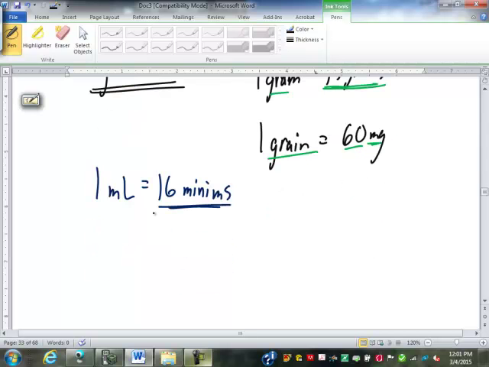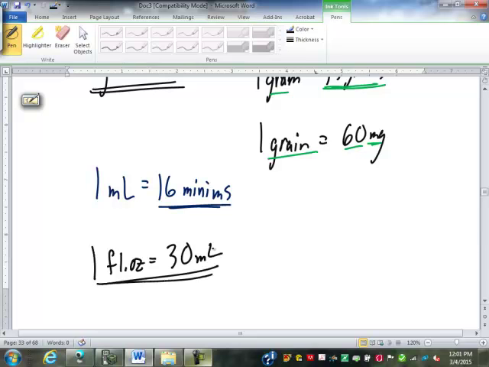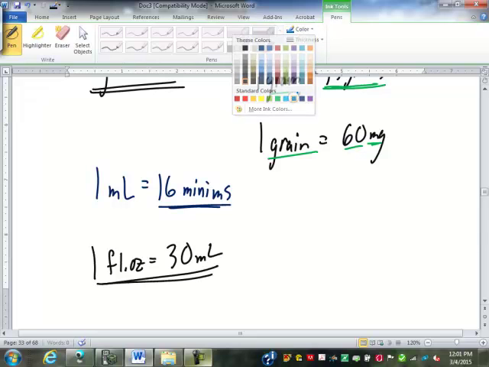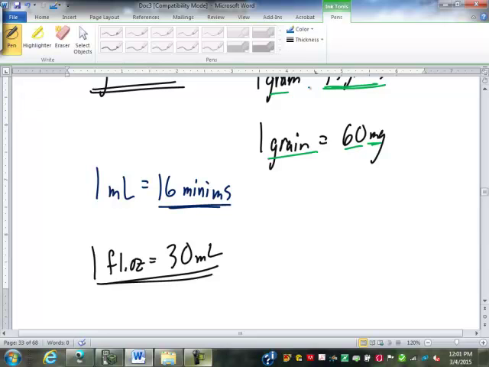Sticking with the volume here with the milliliters, 1 fluid ounce is approximately 30 milliliters. Now I say approximately. In your textbook, about 2 pages apart, it gives you different conversions from fluid ounces to milliliters. On one page it says 1 fluid ounce is 30 milliliters. A few pages later, it says 1 fluid ounce is 29.9 milliliters. I will accept answers on the test either way. 30 is just a lot easier to work with.